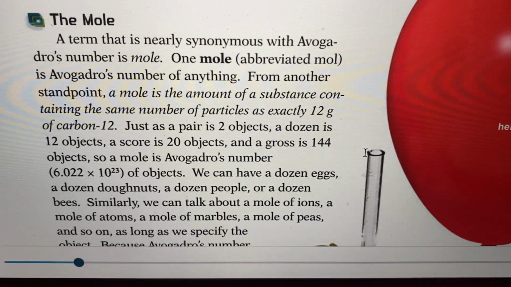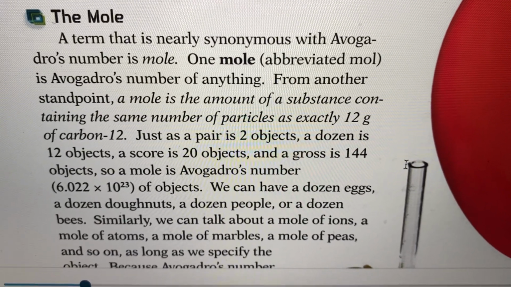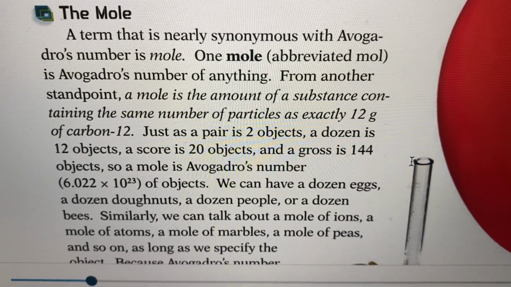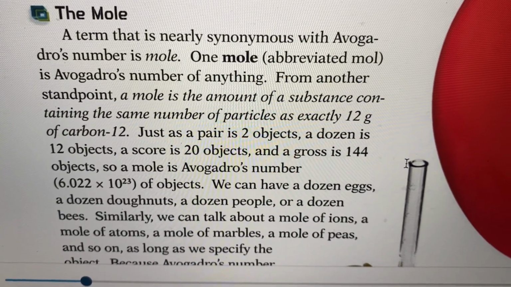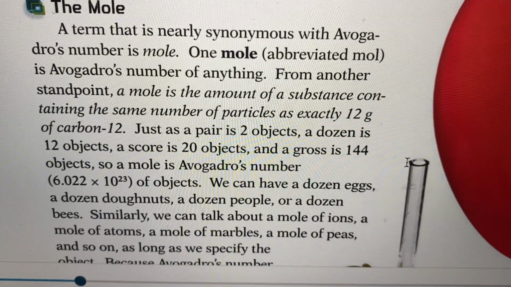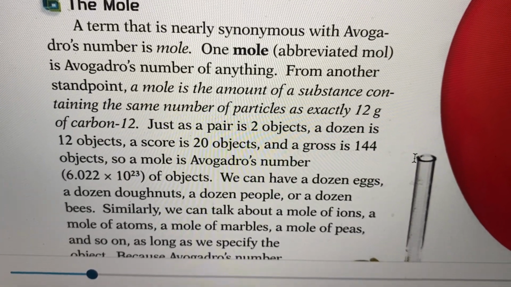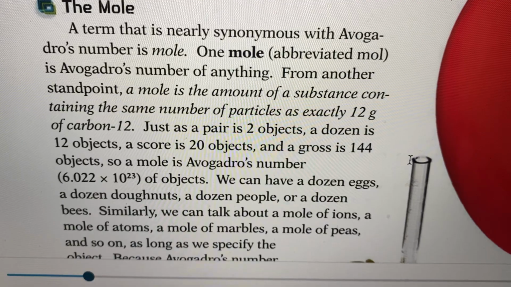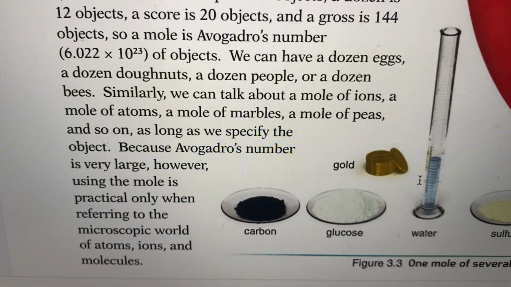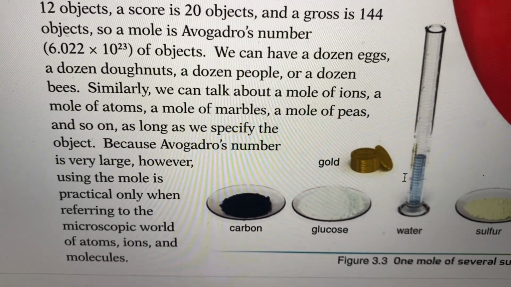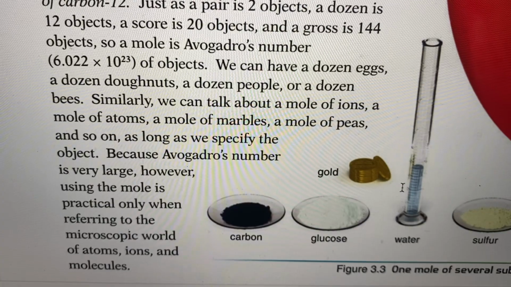From another standpoint, a mole is the amount of substance containing the same number of particles as exactly 12 grams of carbon-12. Just as a pair is two objects, a dozen is 12 objects, a score is 20 objects, and a gross is 144 objects, a mole is Avogadro's number of objects, which is 6.022 times 10 to the 23rd. That's how much you have to multiply. That's a huge number. We can have a dozen eggs, a dozen donuts, a dozen people, or a dozen bees. Similarly, we can talk about a mole of ions, a mole of atoms, a mole of marbles, a mole of peas, and so on. Just by multiplying that huge number, we can say we want a mole of it, as long as we specify the object.